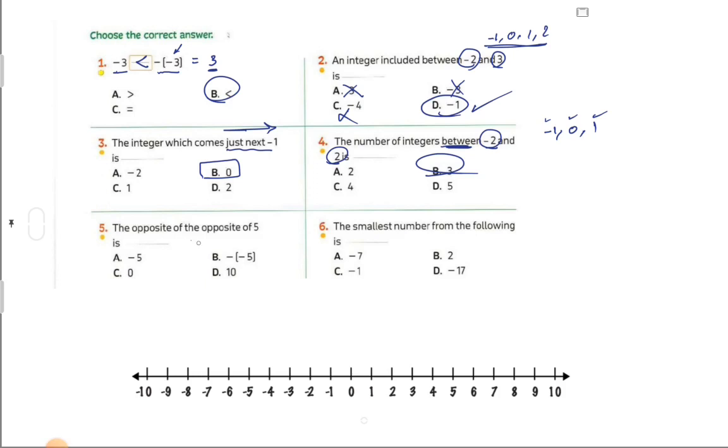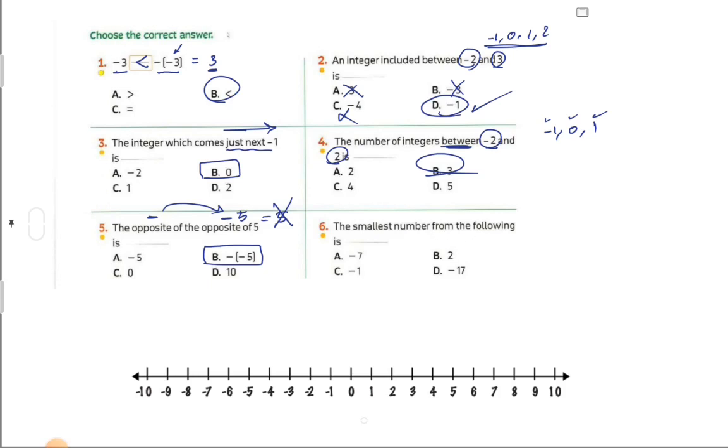The opposite of the opposite. Not the opposite of negative, the opposite of negative 5. What's the opposite of negative 5? The opposite of negative 5 is 5. Negative, negative. Right? If you choose, I have no 5, but I have negative of negative 5. It means the opposite of negative 5. The smallest number from the following.